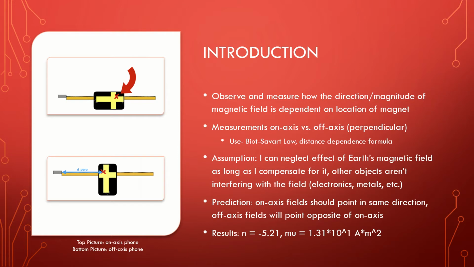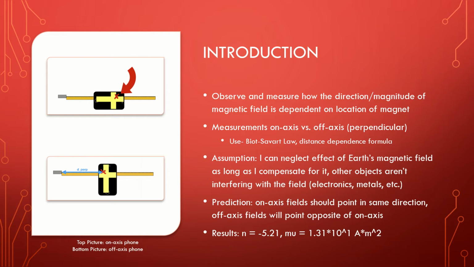value. Some assumptions I made were that I could neglect the effect of Earth's magnetic field as long as I compensate for it, and that other objects aren't interfering with the field. And I assumed this because I was compensating for other objects by performing my experiment outdoors where no electronics were present other than my laptop to write down my calculations.